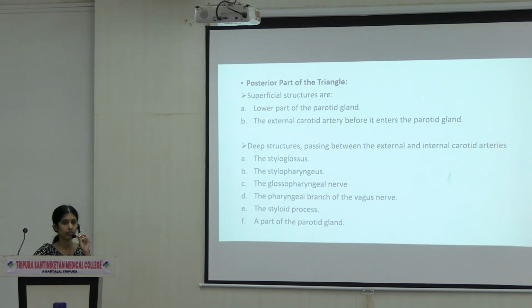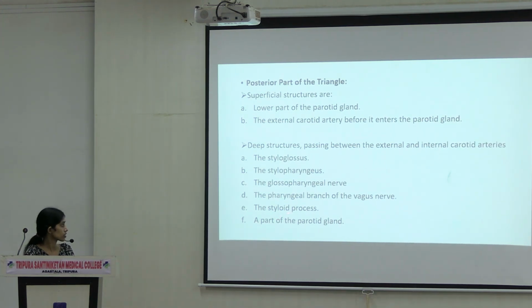Stop writing, everyone. Tell me how many branches are there in the vagus nerve. Do you know any branches from the vagus nerve at least, other than the pharyngeal branch? Recurrent laryngeal, okay. Superior laryngeal, okay. Pharyngeal, okay. I said except pharyngeal.